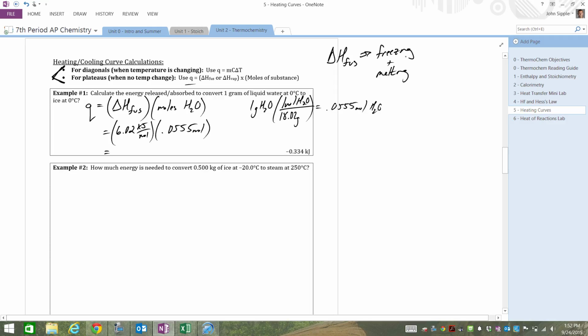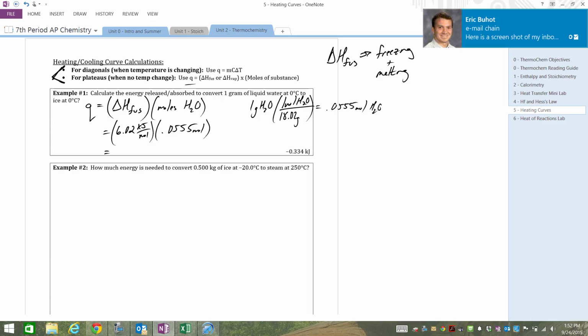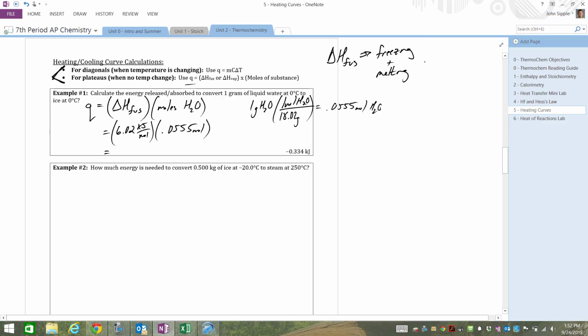So here we're talking about, and Mr. Buat, you just sent me an email. This is going to be back and forth from solid to liquid. Delta H of vaporization, you're going to use that when you're going back and forth between liquid and gas.